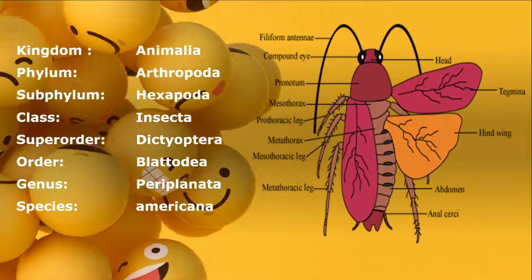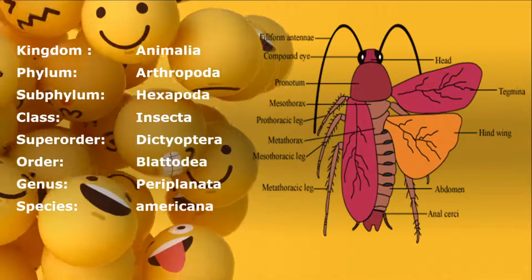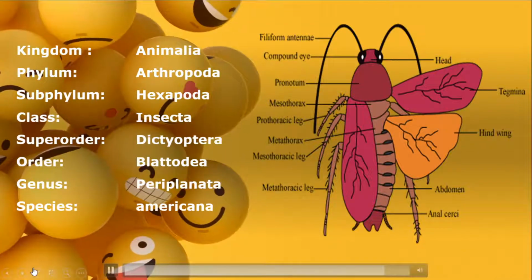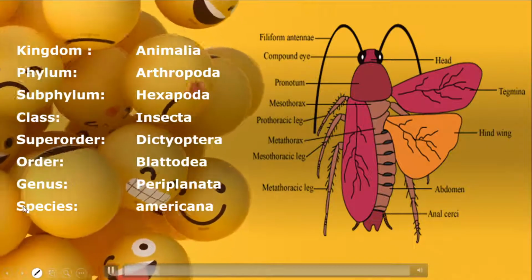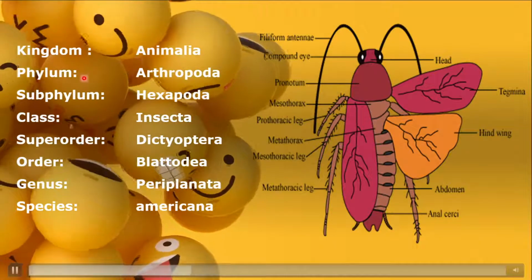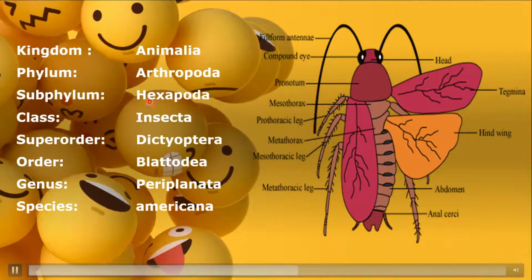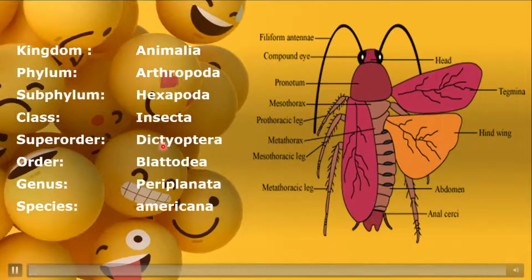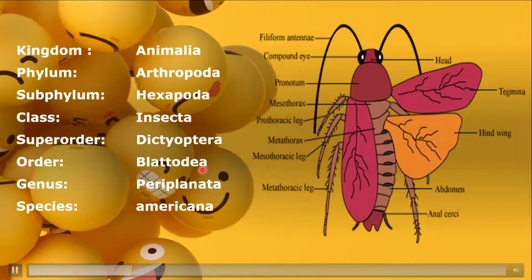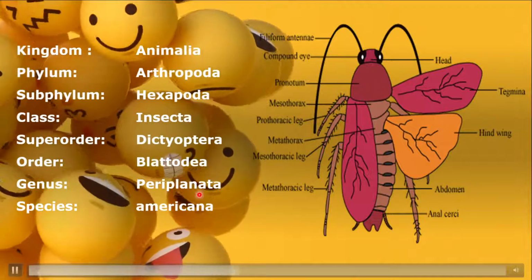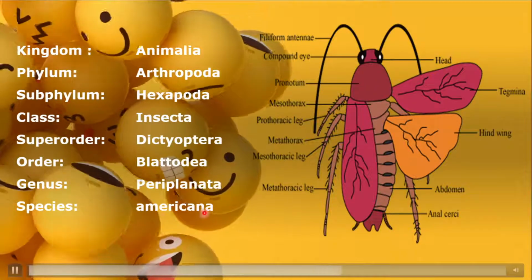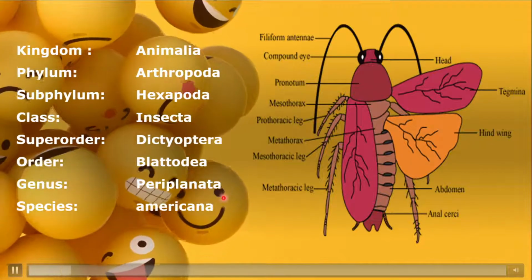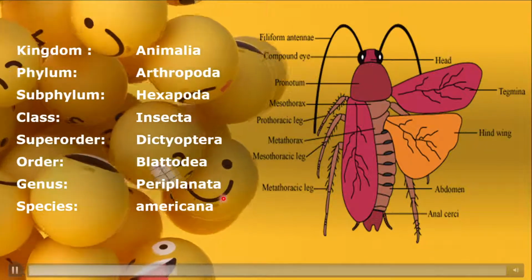So, the scientific classification of the animal cockroach is kingdom Animalia, phylum Arthropoda, subphylum Hexapoda, class Insecta, superorder Dictyoptera, order Blattodea, genus Periplaneta, and species Americana. So this is the complete scientific classification of cockroach.